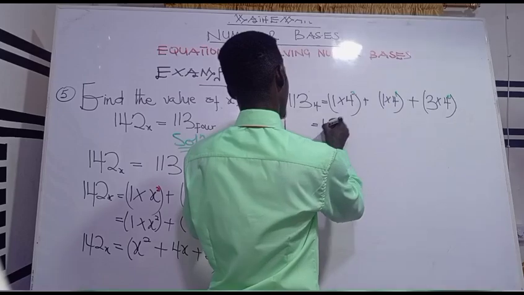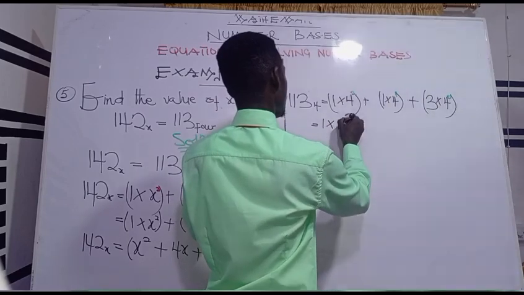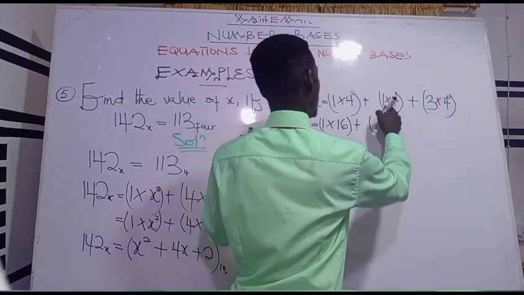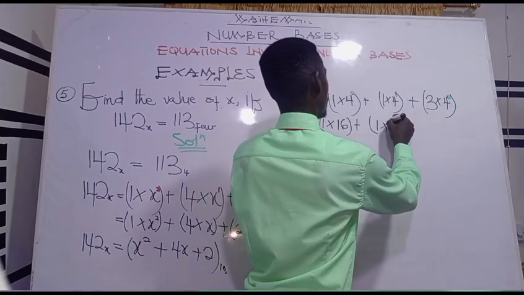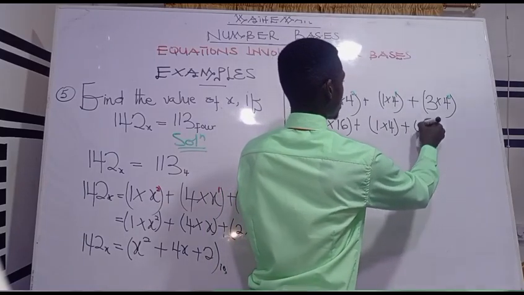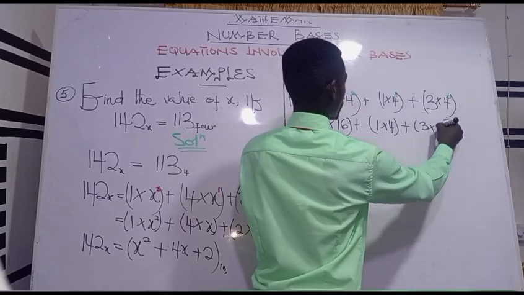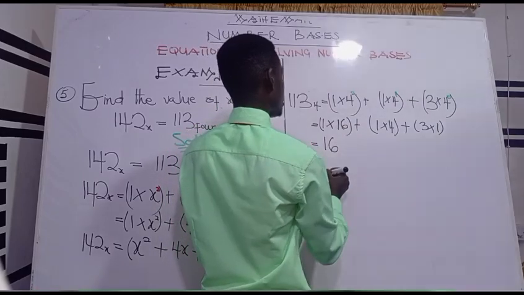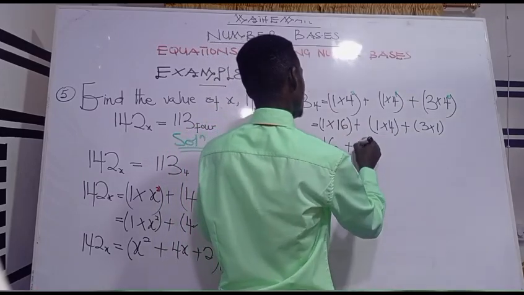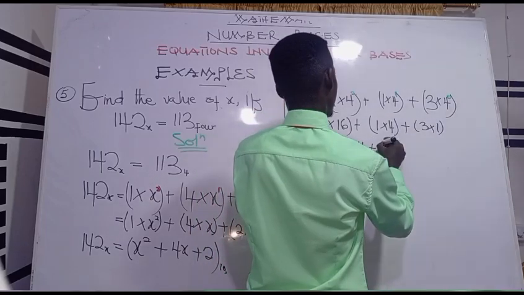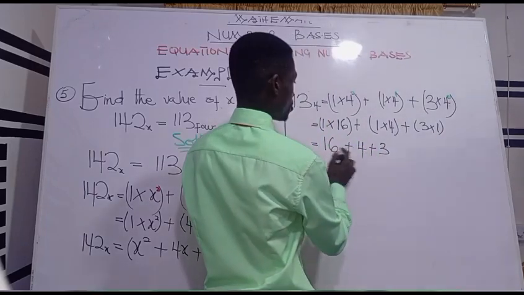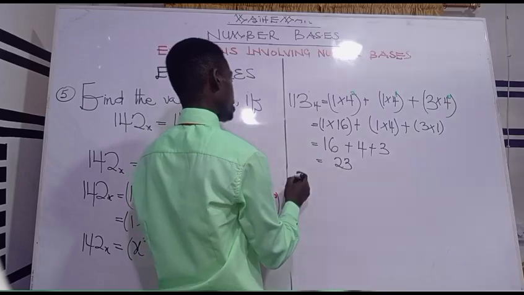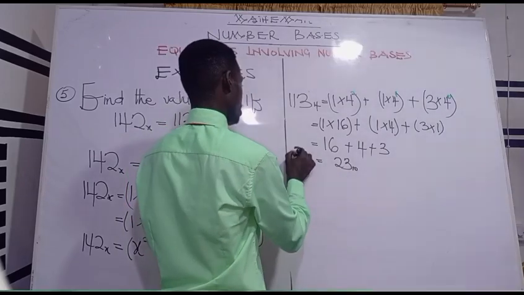So the rest is simplification. So we have 1 times 4 power 2 gives us 16, plus 1 times 4 power 1 will give us 4, plus 3 times 4 power 0 will give us 3. 1 times 16 will give us 16. 1 times 4 will give us 4. 3 times 1 will give us 3. So the whole of this is going to give us 23. Therefore, 113 base 4 is equal to 23 to the base of 10.